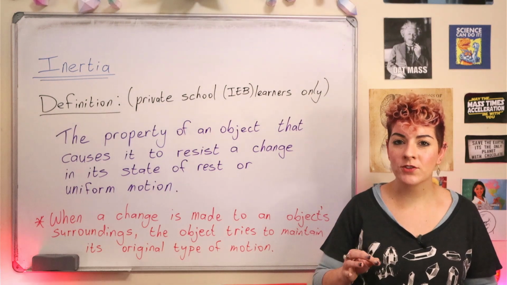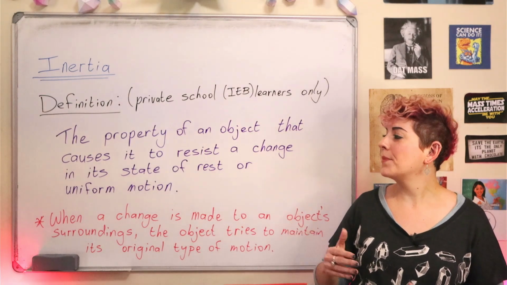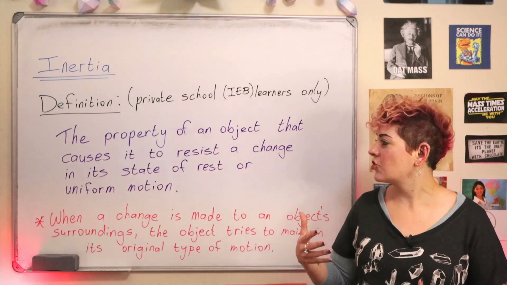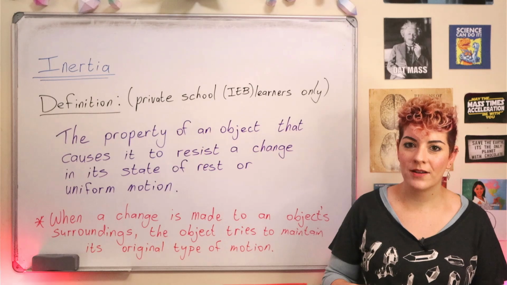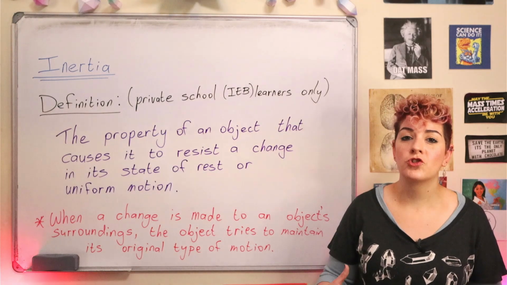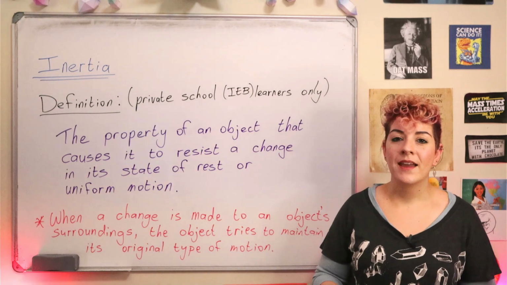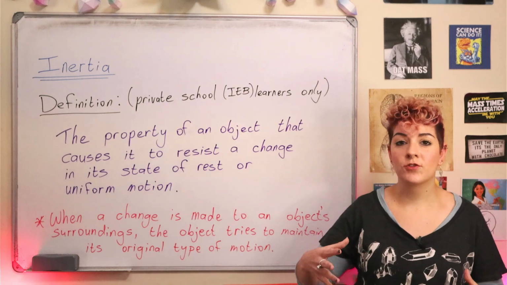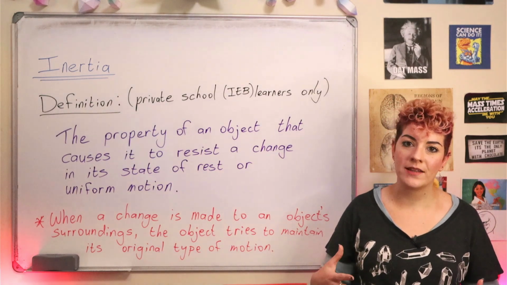So for our private school learners, the definition of inertia is that it is the property of an object that causes it to resist a change in its state of rest or uniform motion. Now, what that means is that an object's inertia causes it to want to obey Newton's first law. In other words, if the object was at rest when some kind of change happens, its inertia will want it to keep at rest.